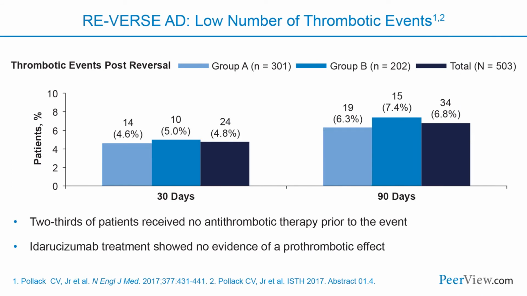Now, as we talked about, you don't want to just reverse people willy-nilly because you put them at risk of post-reversal thrombotic events. You see here the thrombotic events post-reversal in RE-VERSE AD, and the numbers were low. The highest number you see there is at 90 days at 7.4%. The 30-day post-reversal thrombotic event rate was right around 5%. And in almost all of those patients, no antithrombotic protection had been provided post-reversal. So there's no evidence whatsoever that Idarucizumab is a prothrombotic agent. And if the patients were well managed after reversal, since they were stable, put back on antithrombotic protection, then the likelihood of a thrombotic event was quite low.